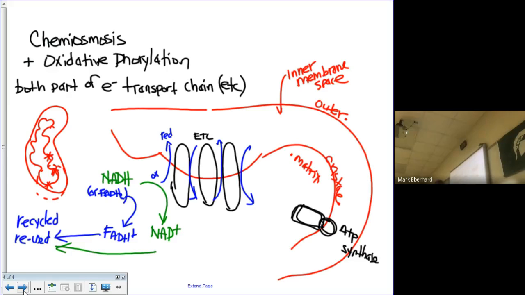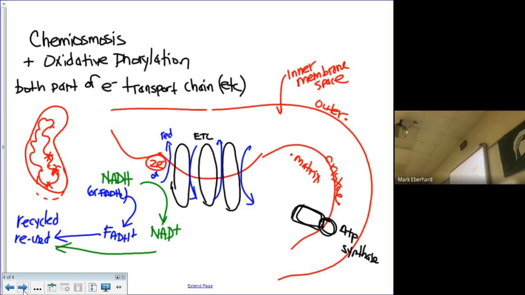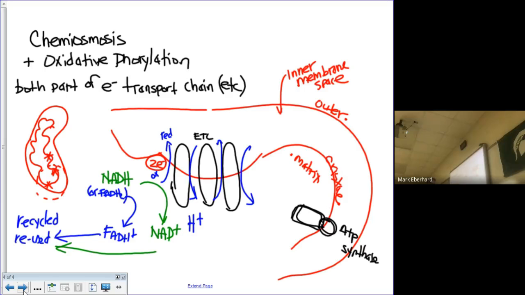Now, what's happened as we oxidize the NADH or the FADH2, I'm going to follow one of the NADHs right now. So we've oxidized the NADH. That means we've stripped it of the electrons. We've removed the electrons from the molecule, and we also have stripped it of its hydrogen. So the hydrogen has been pulled off, and the electrons have been pulled off.